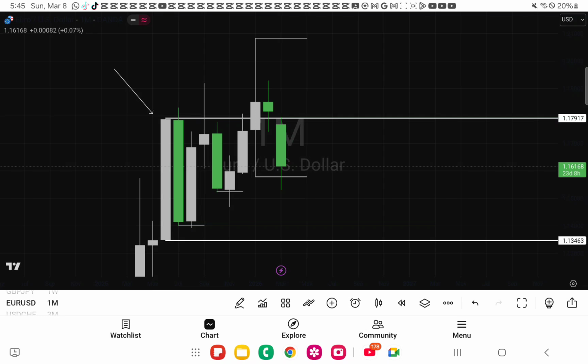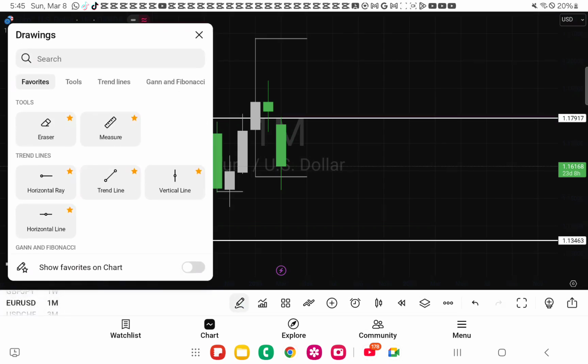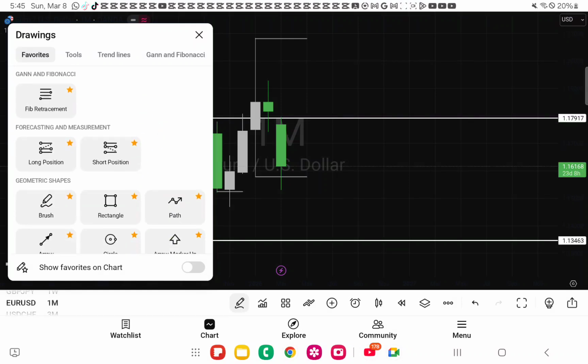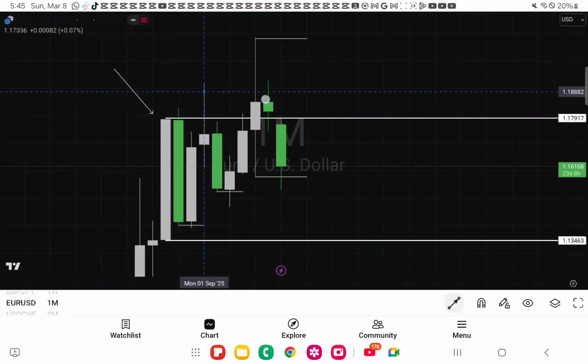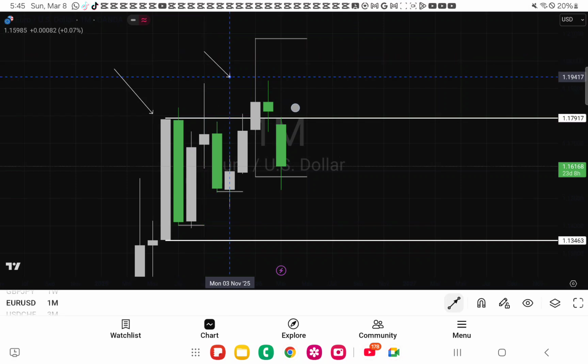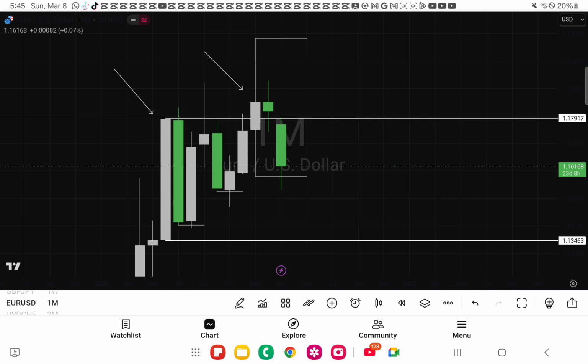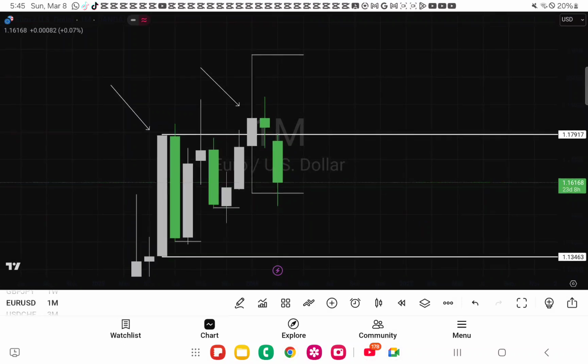But after that, what happened? After the ranging market within that candlestick, what happened at the end? We have this break and closure candlestick with a body above that range. This is a sign that we are going to continue bullish, right? This is the sign that we are going to rally to the upside.